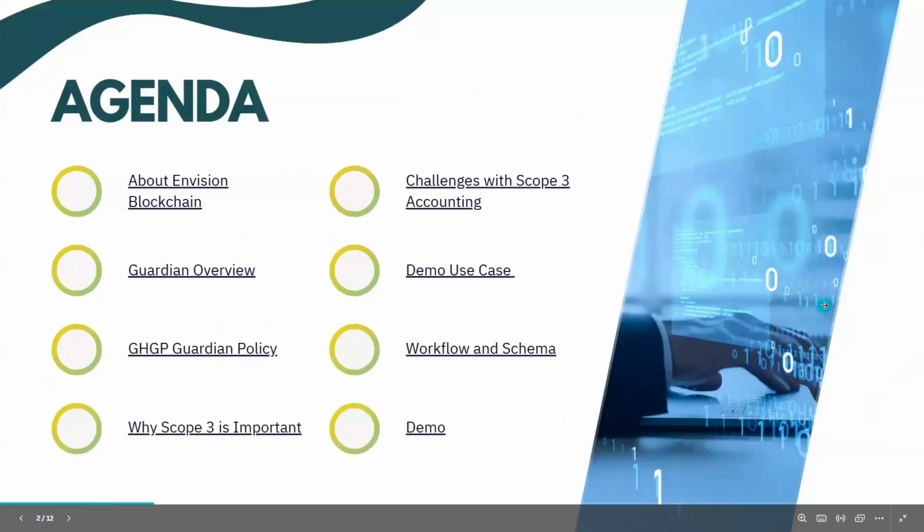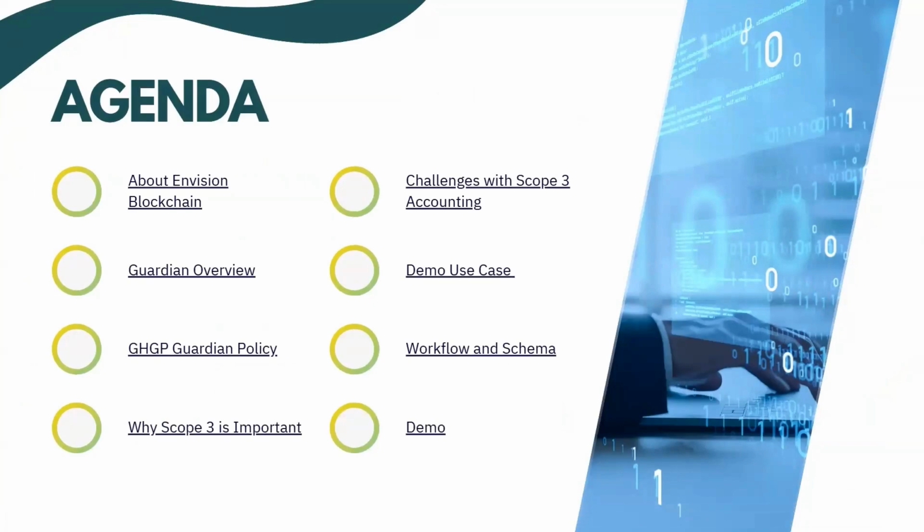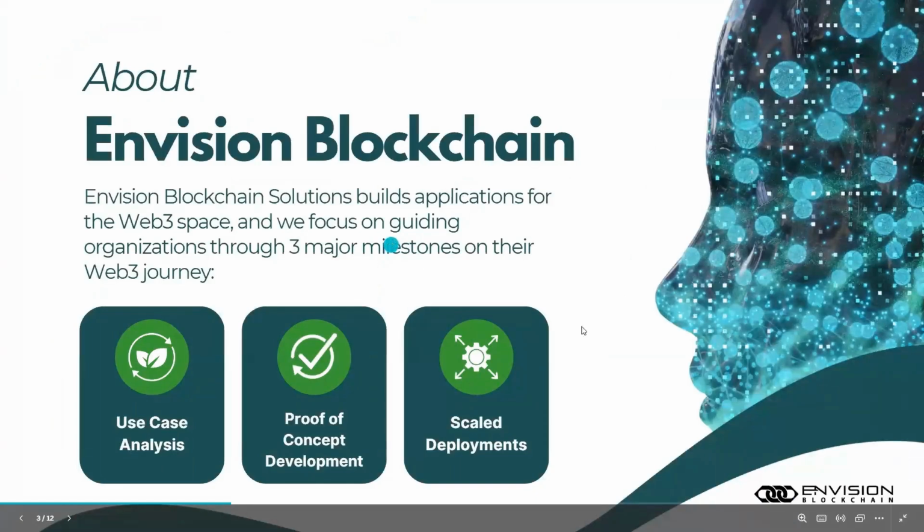So a little bit about our agenda today. We're going to talk about Envision Blockchain and give an overview of the Guardian. We're going to talk about the GHGP Guardian policy in general, why Scope 3 is important, and challenges with Scope 3 accounting. We'll talk about the demo use case, do a quick review of the workflow and schema, and then we'll go into a pre-recorded demo.